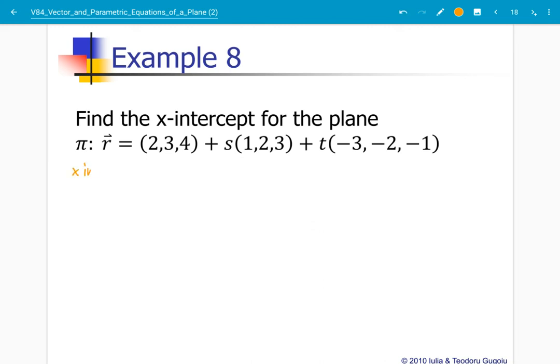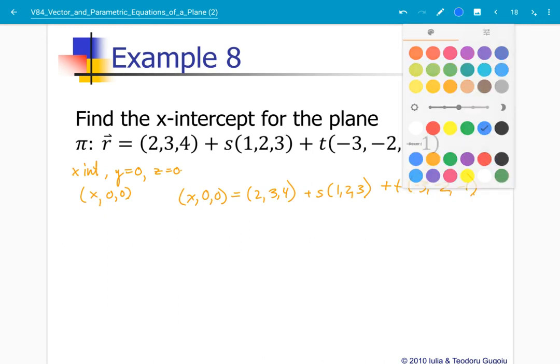The x-intercept happens when y is equal to 0 and z is equal to 0. So we have the point, we'll call it (x, 0, 0). We're trying to find what x is. Well, that point has to be on the plane, right? If it's the x-intercept of the plane. So what I'm saying is I can just sub that vector into the plane.